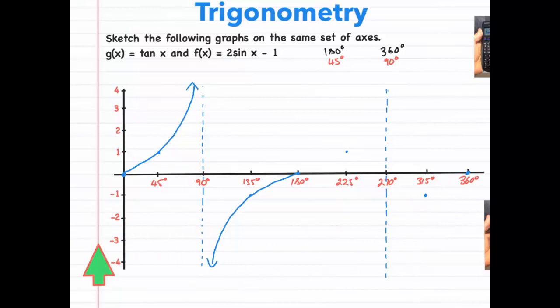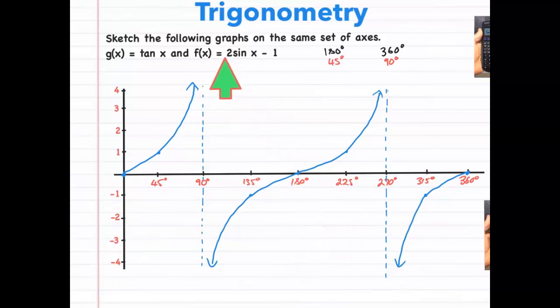So what we do is we start at the 180, which is the same as the 0 for a tangent function. We go up to the 270 asymptote. We start at 360, we go through that 315 degrees, and we go down towards the asymptote. And there we go. That is our tangent function.